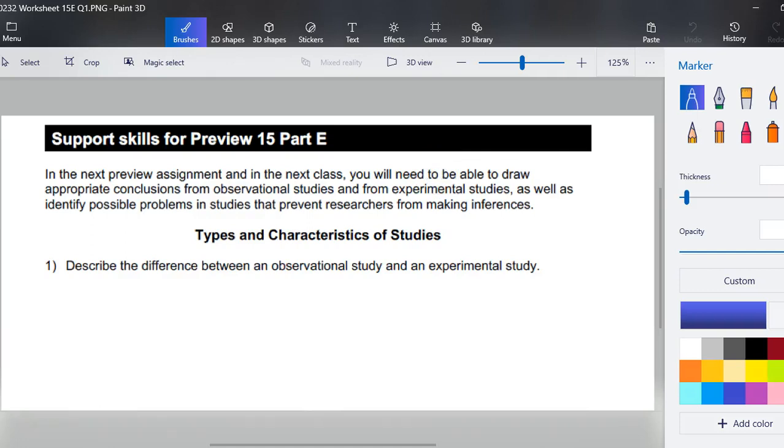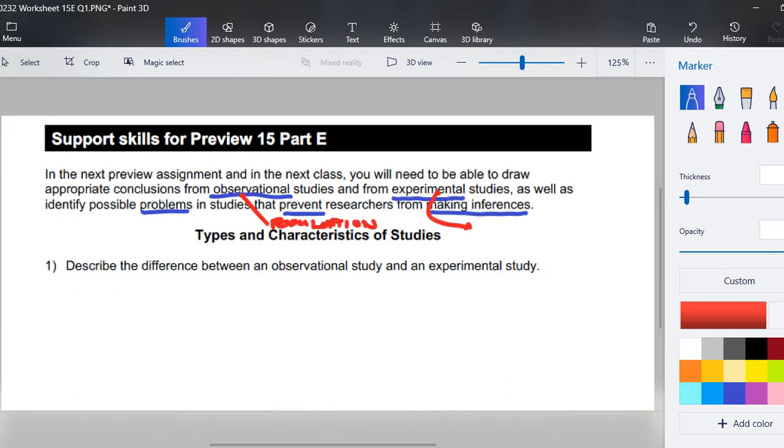Here we are at lesson 15E. In the next preview assignment and in the next class, you will need to be able to draw appropriate conclusions from observational studies and from experimental studies, as well as identify possible problems in studies that prevent researchers from making inferences. A quick reminder, observational studies, we're trying to make an inference about a population.